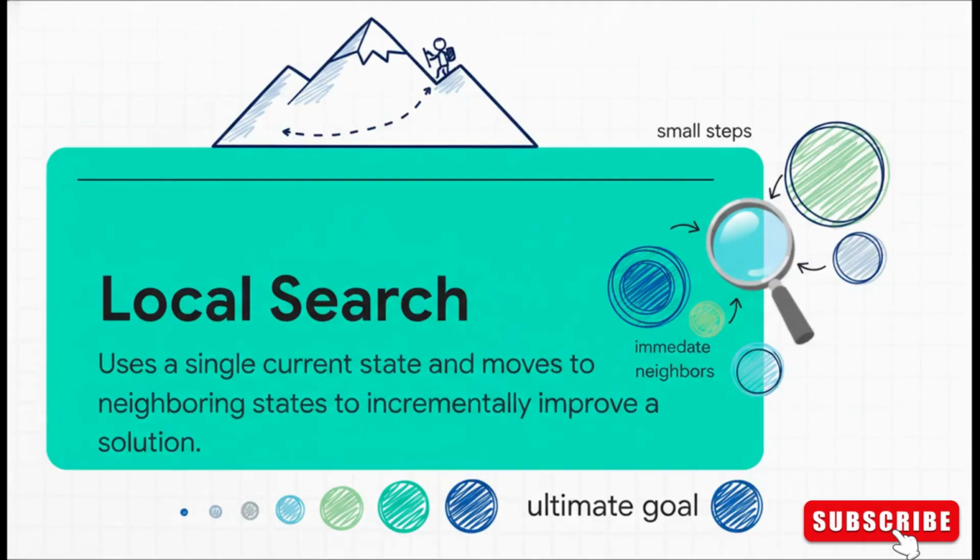Well, the strategy our climber uses is called local search. And honestly, the core idea is pretty straightforward. You just start somewhere, could be anywhere, and then you look at your immediate surroundings, your neighbors, and take a small step to a better spot. You keep doing that, improving your position step by step, hoping that a bunch of good little moves will eventually lead you to the very top.